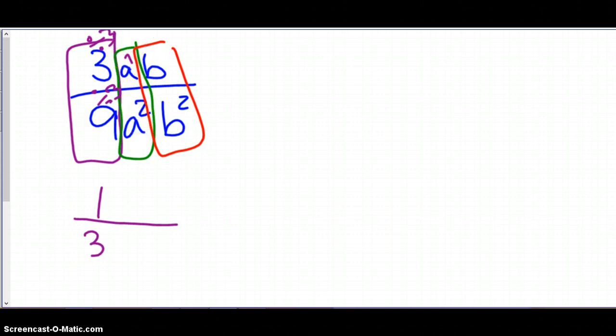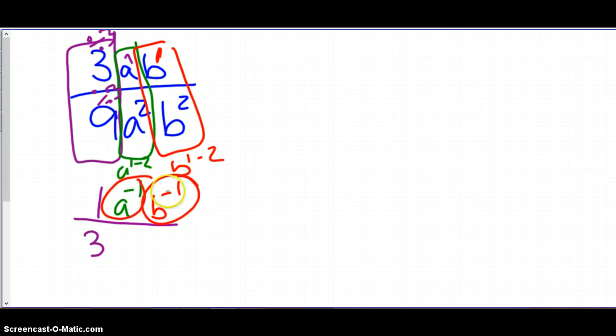Remember, when there's nothing written in, we use a 1. So we're subtracting 1 minus 2, which gives us negative 1. That's going to be a problem, but we're going to take care of it in a minute. Same thing with the b's. It has the invisible 1, so 1 minus 2 again would be negative 1. So when you do this subtraction and the answer comes out negative, both of these have negative exponents, that actually means it moves to the bottom.